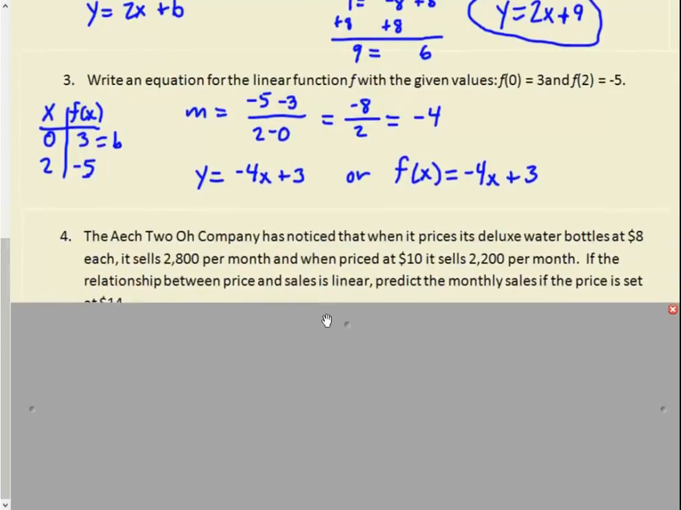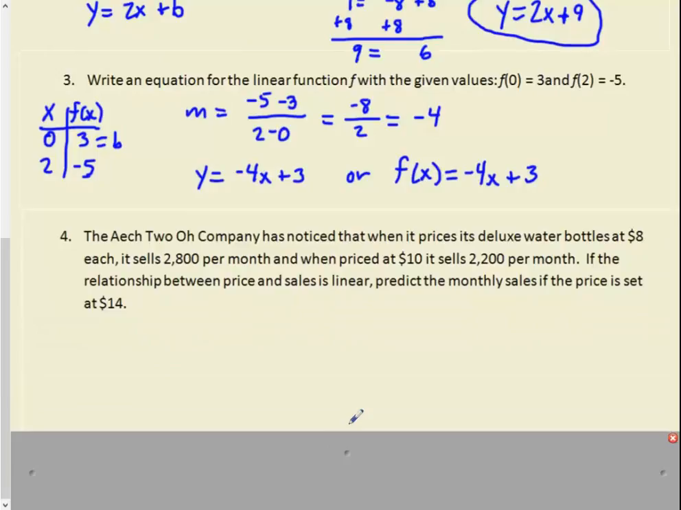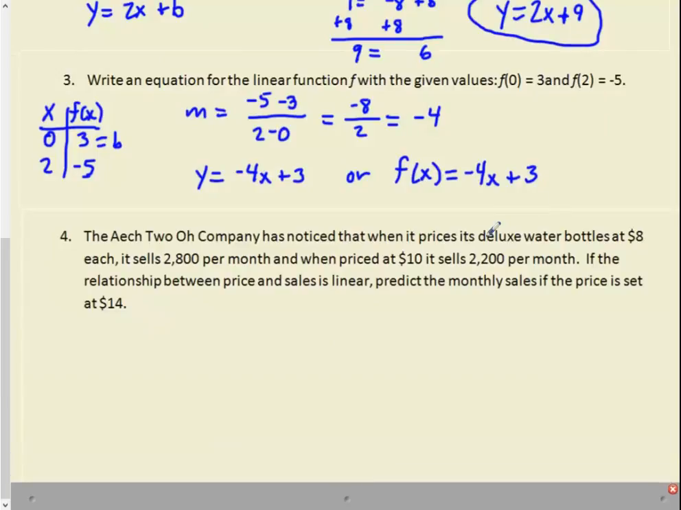Okay, number 4. The H2O company has noticed that when it prices its deluxe water bottles at $8 each, it sells 2,800 per month. So $8, 2,800 per month. And when it's priced at $10, they sell fewer, only 2,200 per month. If the relationship between price and sales is linear, that's a big if, but if it is linear, predict the monthly sales if the price is set at $14.